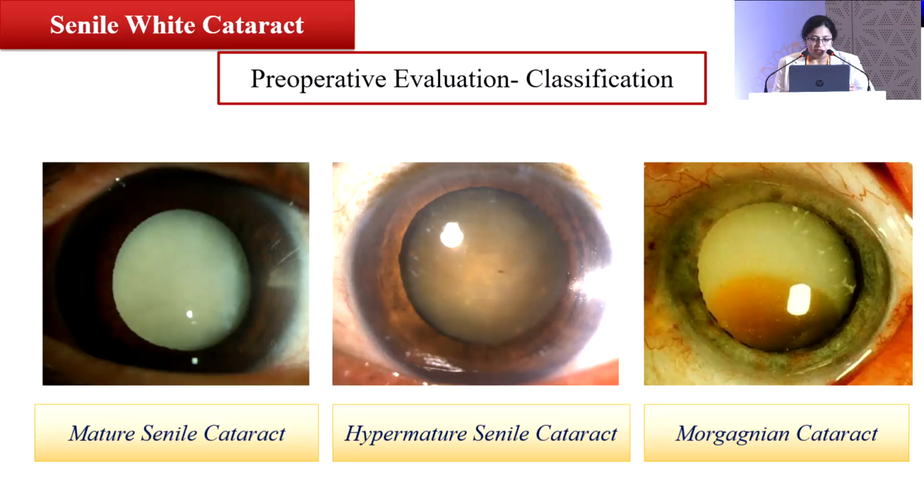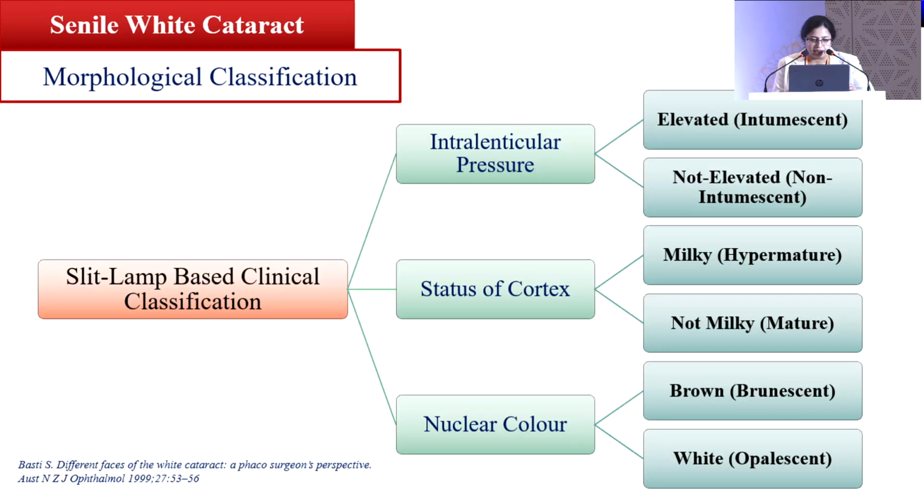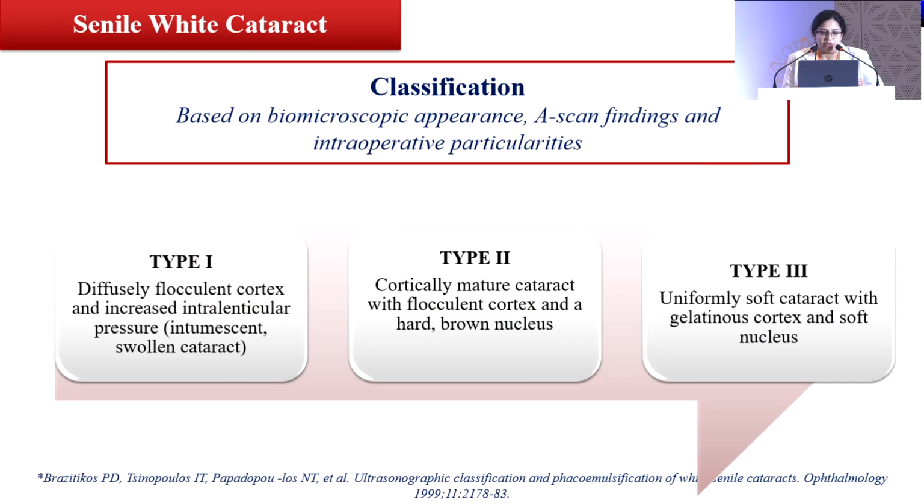So the conventional classification system classifies as mature, hypermature, or Morgagnian. The slit lamp based classification given by Basti et al. was useful because it classified the intralenticular pressure as raised or not raised, intumescent and non-intumescent cataracts respectively. The status of the cortex, milky in hypermature and not milky in mature, and the nuclear color, brown, brunescent, or opalescent white.